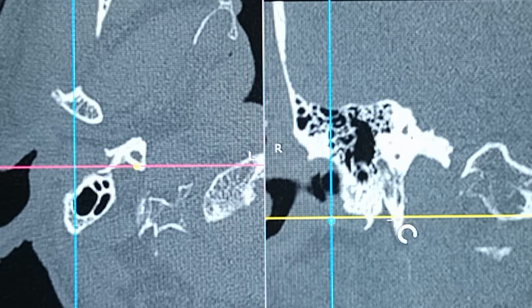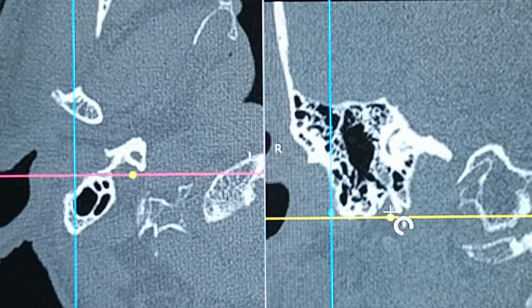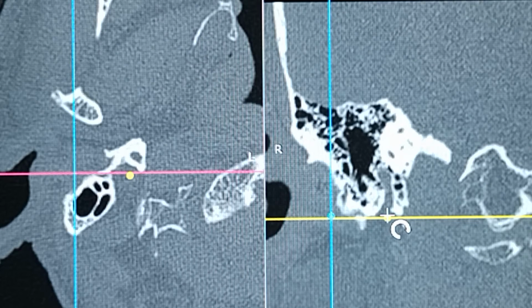And then you can see that's the styloid process, that's the mastoid tip, and that's the stylomastoid foramen, and there you can see the facial nerve exits. So this is how the facial nerve is, which I'll be showing you again after some time in detail.